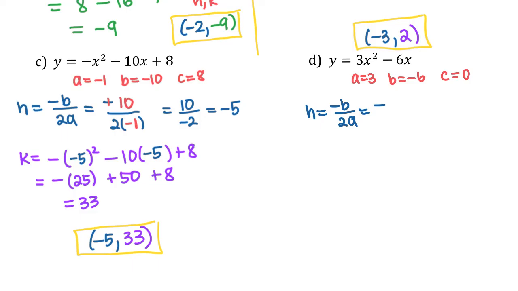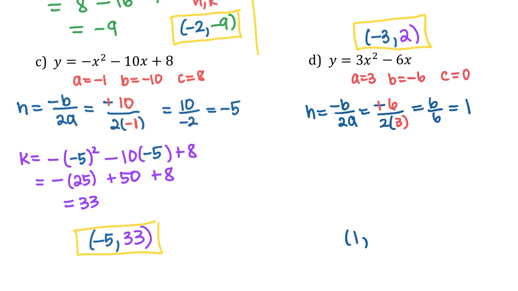Okay, so b is -6. So if I do -(-6), it actually switches it to a +6 over 2 times a. So I'm going to get 6 divided by 6, which is 1. Okay, so I already know the x coordinate of my vertex will be 1.